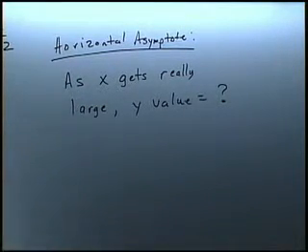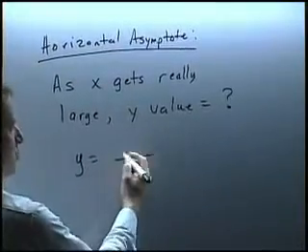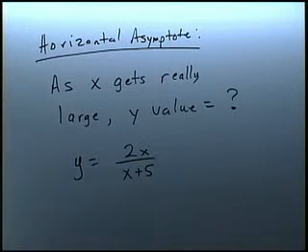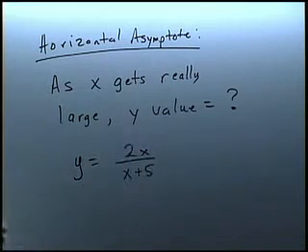Let's do a specific example here. What if I give you this rational function, 2x over x plus 5? And we want to find the horizontal asymptote. In other words, we want to find out if I plug in really, really large numbers for x here, what does this fraction get really close to? And let's do this. We can do a little bit of roughing it here in our head.